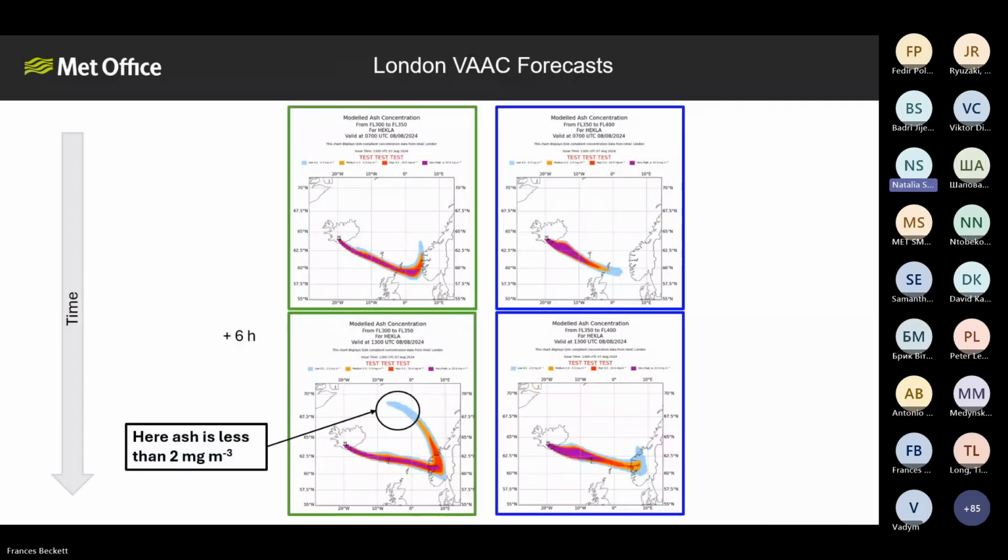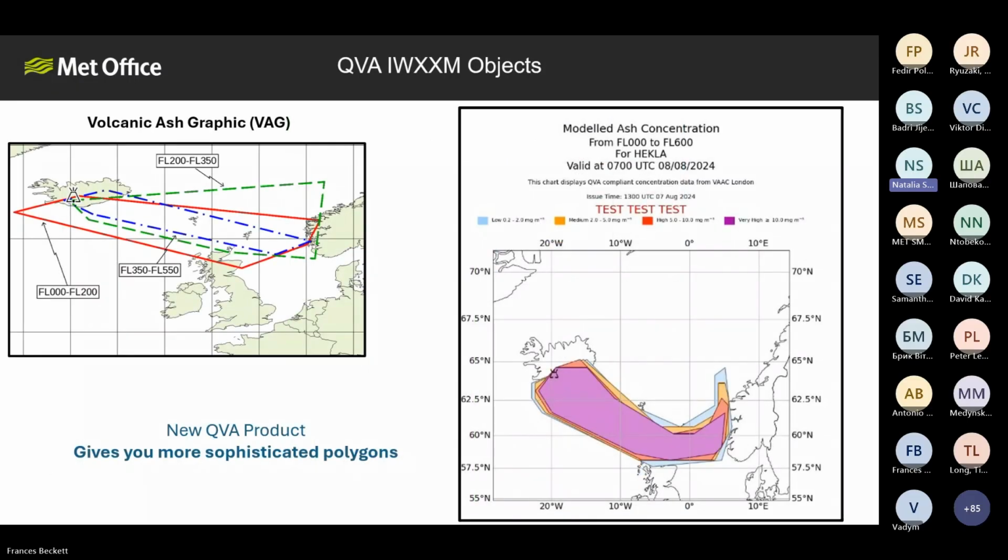Okay, so that section summarizes the new concentration forecasts that we're going to be providing. We're going to move on now to look at the new IWXXM objects, which are the more sophisticated polygons. These show you the maximum concentration across all vertical levels in the atmosphere, so they are helping to distill some of the information you've just seen. But they're much more sophisticated than the old volcanic ash graphic polygons, and that's because we are not limited by the number of vertices that we can use to draw the polygon, unlike the old product. You can also see that we are now able to show you the predicted concentrations within those polygons too.